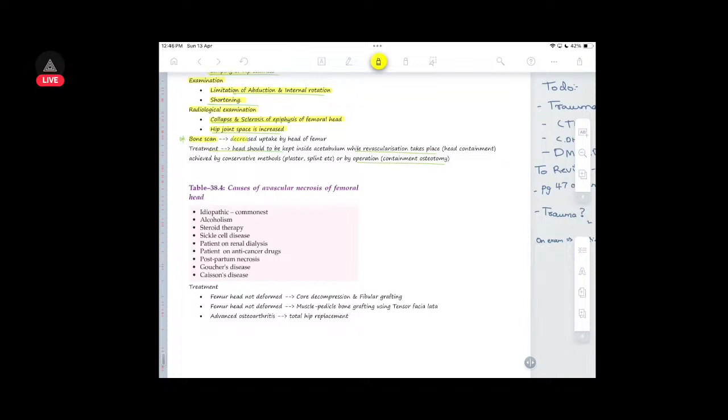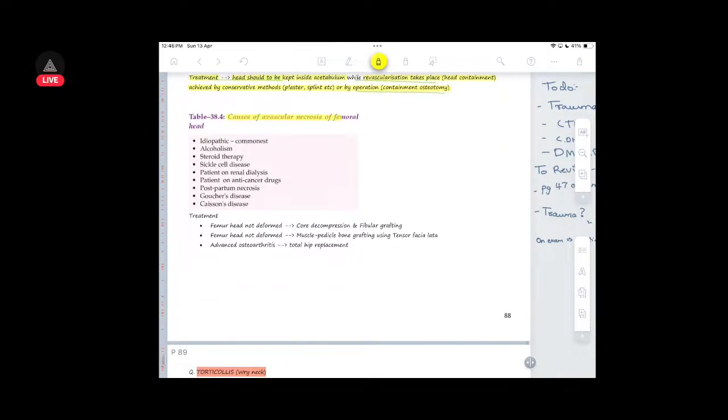On bone scan, you will see decreased uptake by the head of the femur. Treatment: the head should be kept inside the acetabulum while revascularization takes place. Head containment is achieved by conservative methods, plaster, splint, etc., or by operative containment osteotomy.